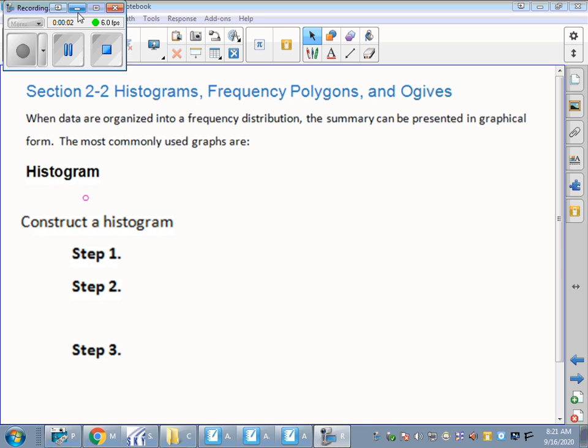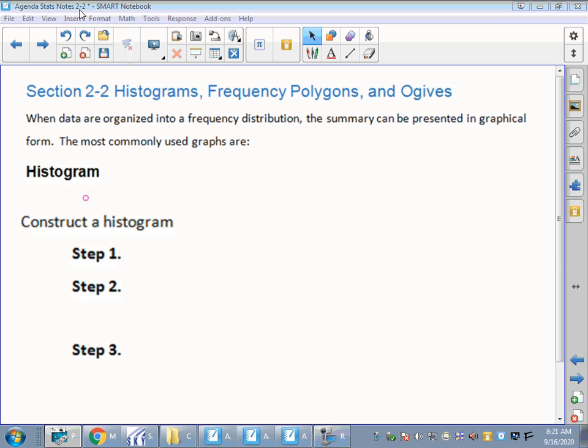Hello, stat students. Let's keep getting into chapter 2. Section 2.2 is histograms, frequency polygons, and ogives.